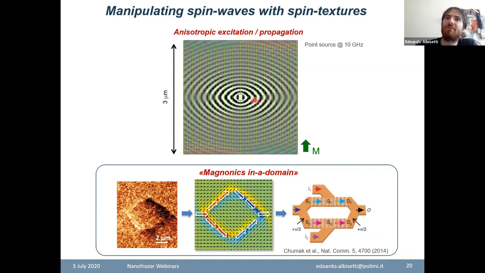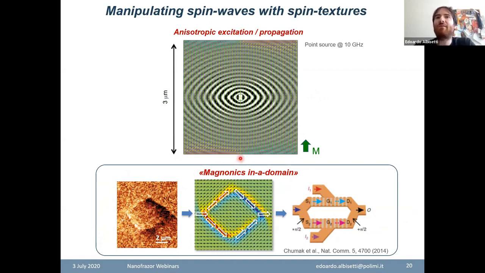And not only the properties of the spin waves that are propagating, but also the way that they are excited, point by point. So basically, by controlling the spin texture, you have a powerful and reconfigurable way to build devices that concern the generation of spin waves, the propagation of spin waves, or the modulation of the spin waves that are already propagating in the film. And so our original idea was to build what we call magnonics in a domain. So to use magnetic domains and spin textures as active components in magnonic devices.